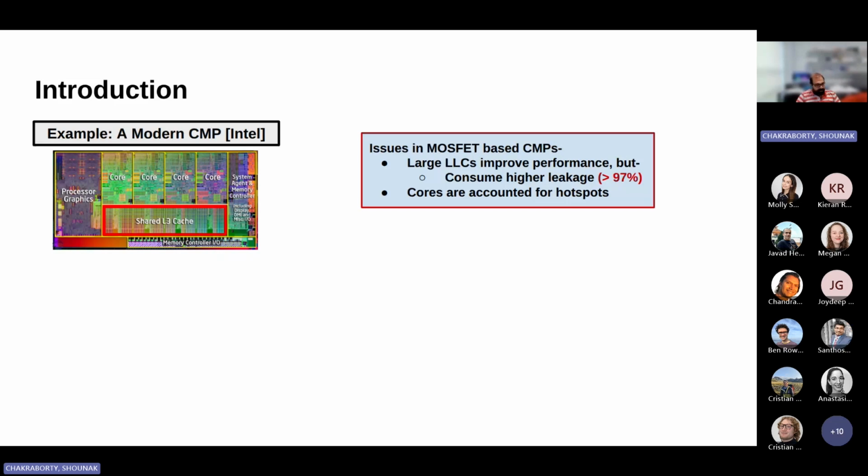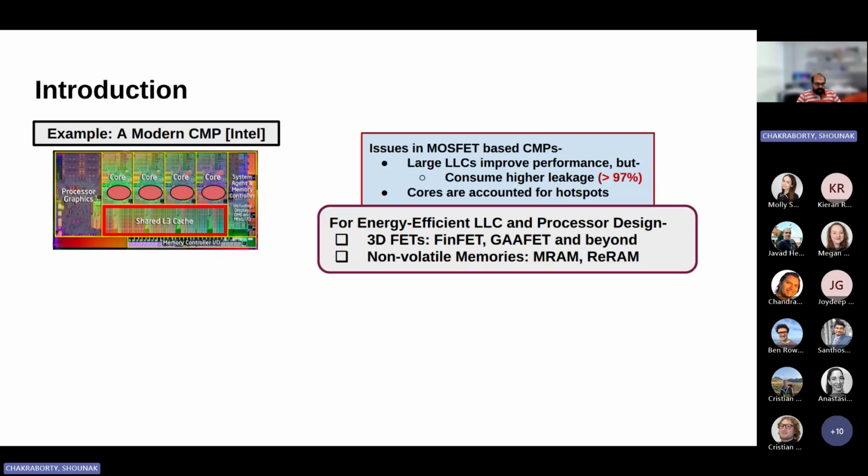Then if you take a look at the processor cores, you can see that the cores usually account for generating hotspots, that is, their runtime temperature is quite high, which was another design concern for architects and designers over the decades. To address this problem, researchers have found a couple of solutions. First of all is about the device. They change the device or explore different kinds of devices, and one of them is the 3D FETs, that is FinFET, GAAFET, and beyond.